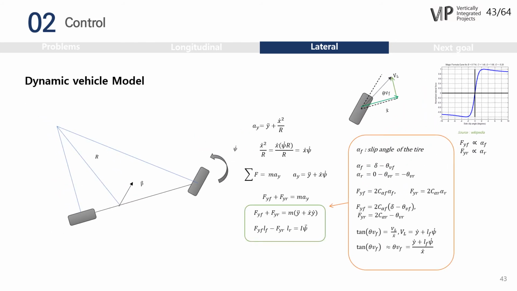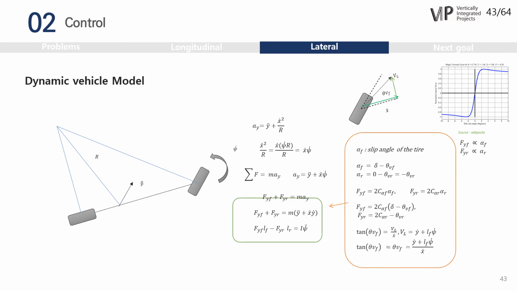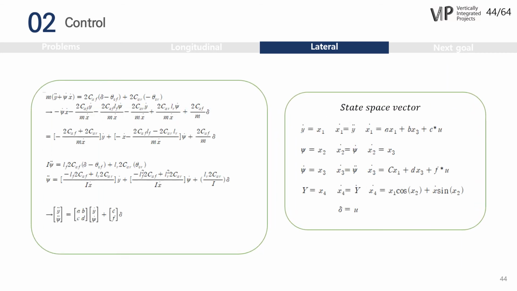We can make a model using the Pacejka tire model and momentum equations. Say the difference between the tire's angle of rotation and the slip angle is small. Then you can linearize tangent theta to theta. We put some values into the force and momentum equations. Then we got the acceleration in the y direction and the angle of rotation based on the vehicle.